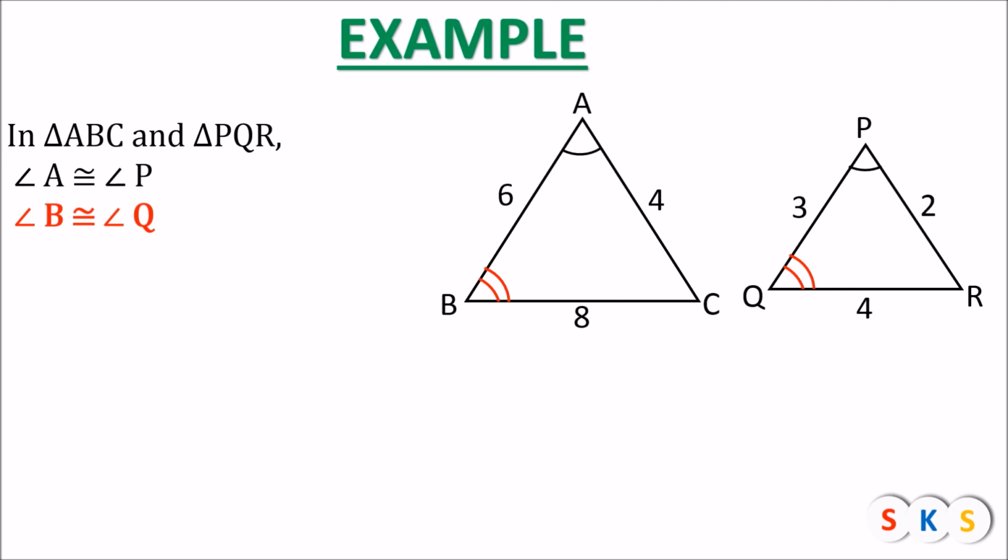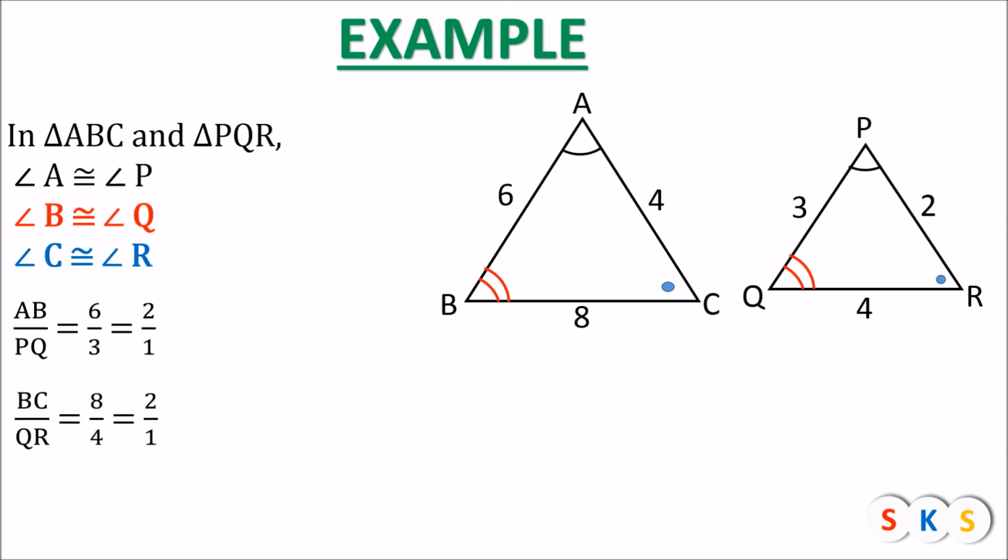And here AB upon PQ: you can see the value of AB is given as 6 and the value of PQ is given as 3. So AB upon PQ equals 6 upon 3 equals 2 upon 1. Similarly, BC upon QR equals 8 upon 4 equals 2 upon 1. And similarly, AC upon PR equals 4 upon 2 equals 2 upon 1. So AB upon PQ, BC upon QR and AC upon PR have the same value, that is 2 upon 1. Therefore, AB upon PQ equals BC upon QR equals AC upon PR.